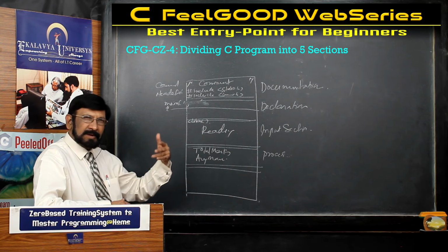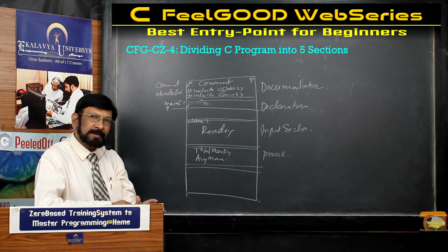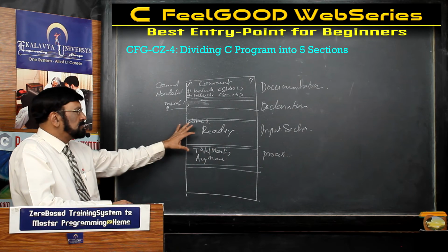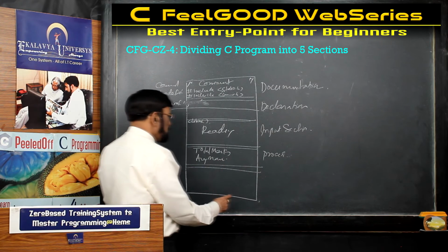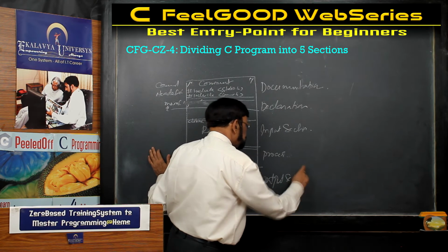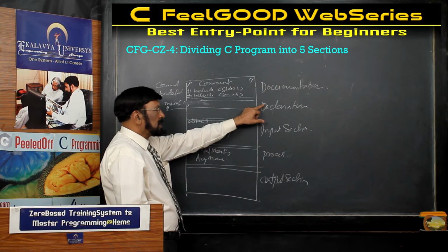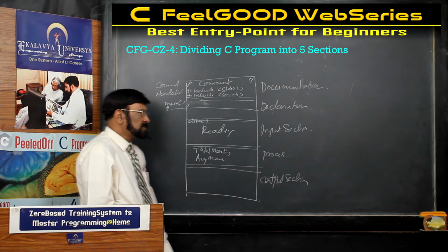That you recall. If you skip that for any reason, you have to pay a penalty. You cannot follow this, and you may not get the benefit out of the series. That point you have to understand. So finally, output. This is the output section. So: documentation section, declaration section, input section, process section, and output section.